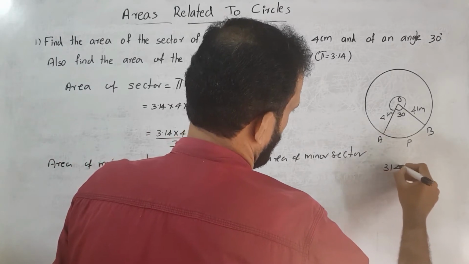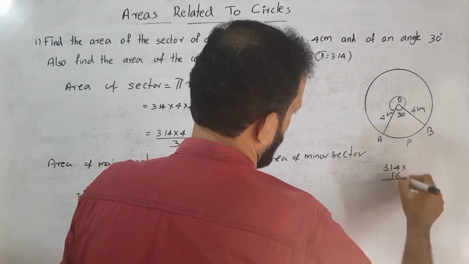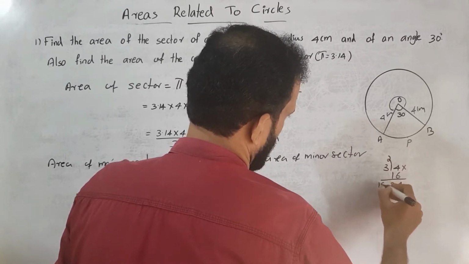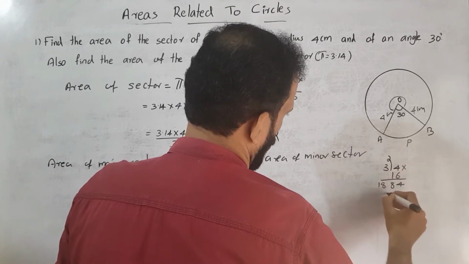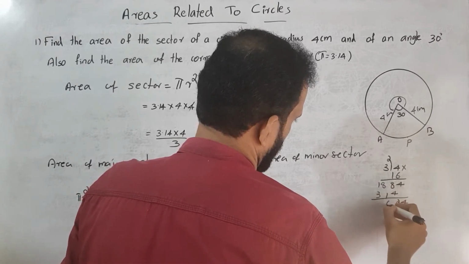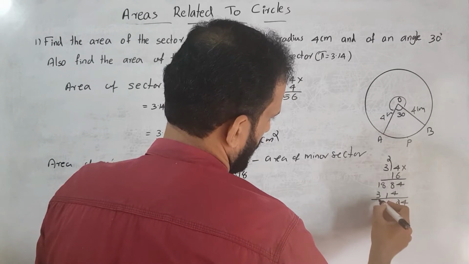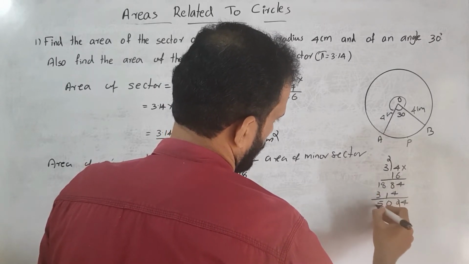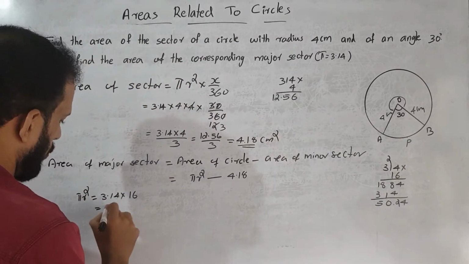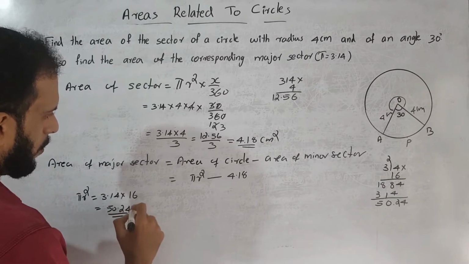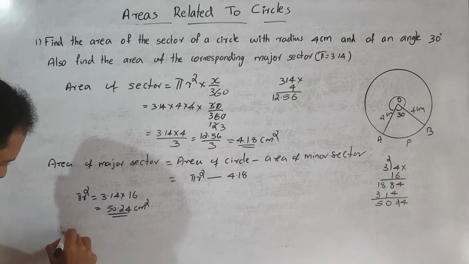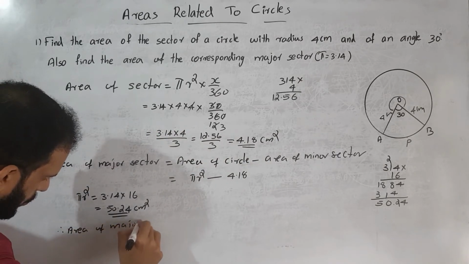3.14, that means 314 into 16. 4 times 6 is 24, then 2, 6, 8, then 18, 4, then 1, 3, then 4, 12, 9, 10, correct, then 3, 4, 5, then two places after the decimal point, then 50.24, 50.24 centimeter square.